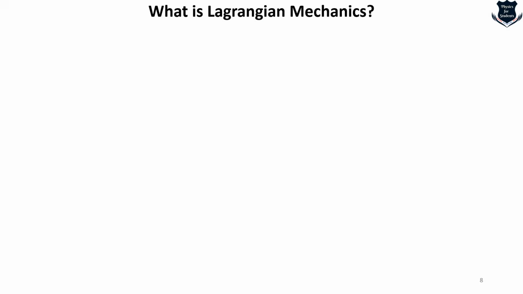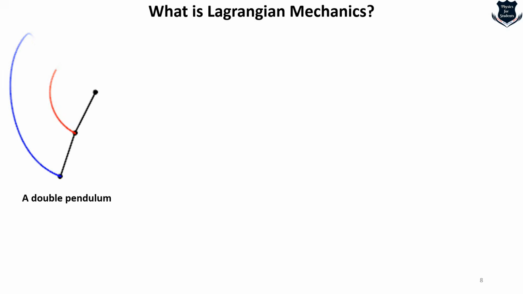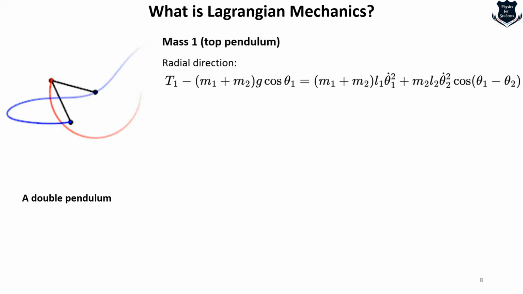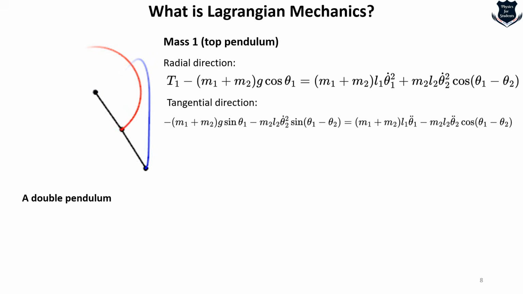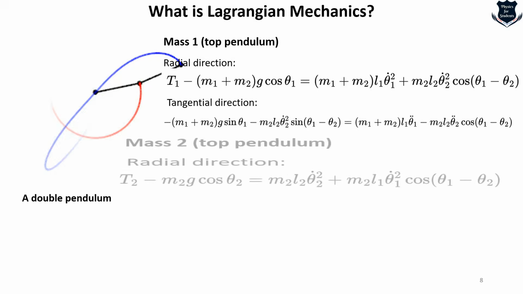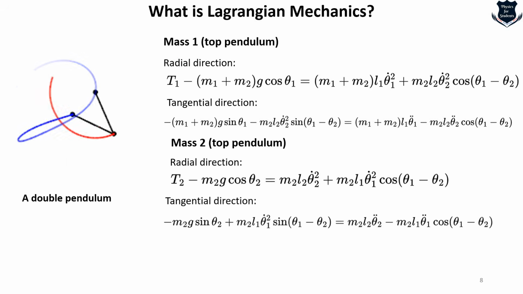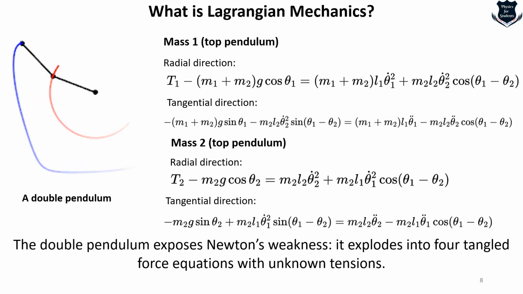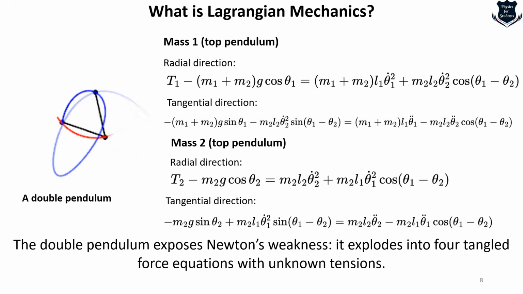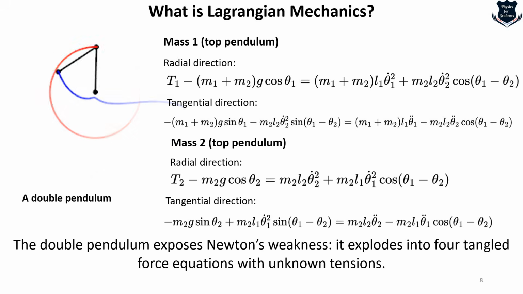Now, if we revisit the double pendulum problem, which we were trying to solve through Newton's equation, we see there is mass 1 on the top pendulum, with its tangential direction, and mass 2, which also has a radial and tangential direction. And this double pendulum actually shows Newton's limitation, and it explodes into four tangled force equations, which is quite difficult to solve.